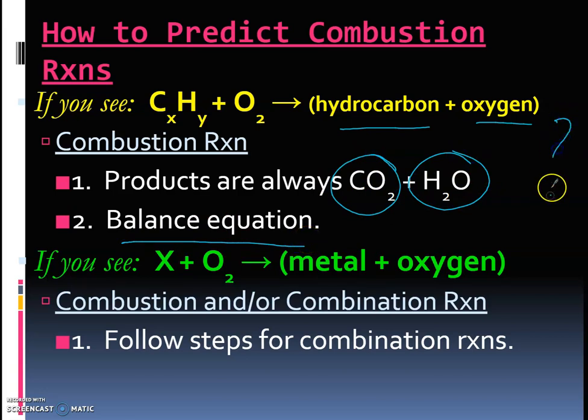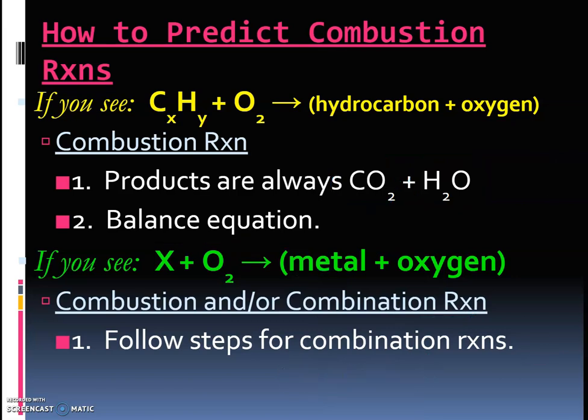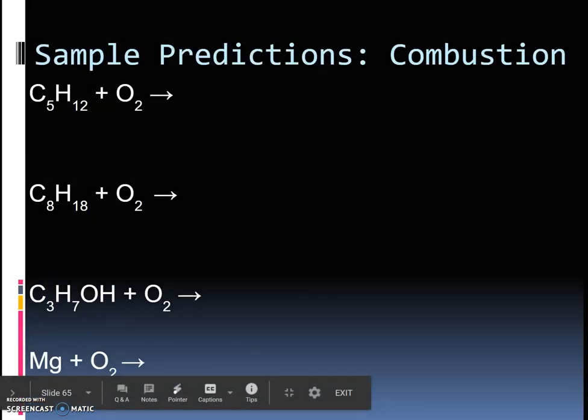Does this mean that they're the only things that burn? No, you can have a metal burn also. But when metals burn, they are going to make a combination reaction. So just follow the steps for that, which is A plus B yields AB. And that means that you are going to basically just smush them together with whatever their ions are to make your neutral compound. So let's try these, all right?